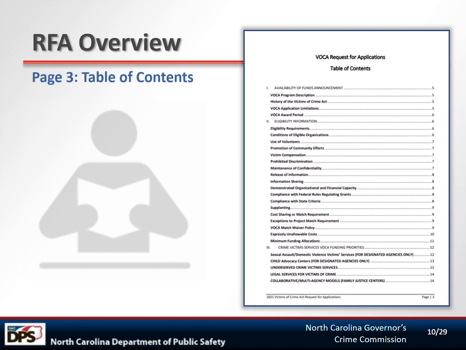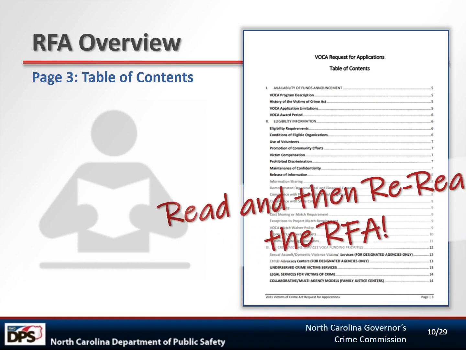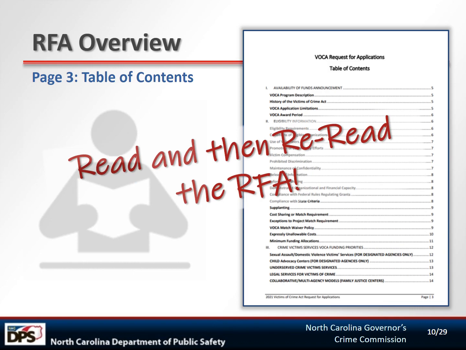Page 3 of the RFA provides a table of contents for the RFA. The table of contents provides titles and starting page numbers for each section. Applicants should read and review all sections listed in the table of contents in order to ensure that they have a general understanding of the program, including funding priorities, eligibility, funding caps, and growth limits. Remember, for the best chance of success, always read and then reread the RFA.